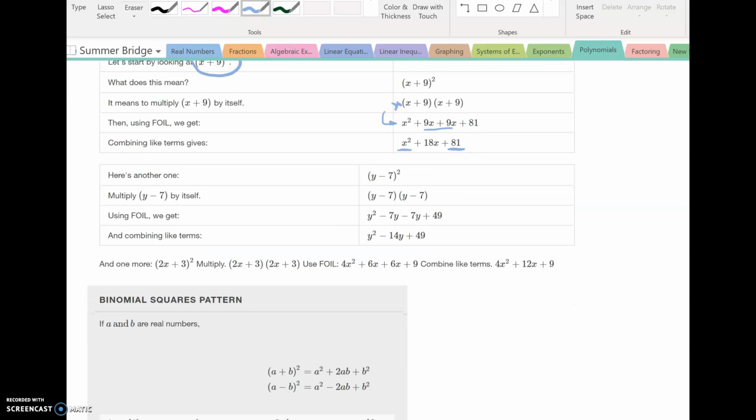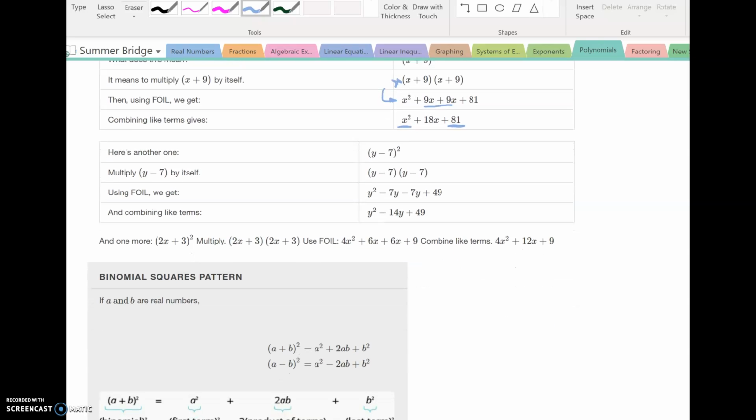Now let's see what happens when we have a negative instead. So here's another one where I have y minus 7 quantity squared. So it's the same thing as saying y minus 7 times y minus 7. And then we use the same FOIL process. Y times y is y squared. Y times negative 7 is negative 7y. Negative 7 times y is negative 7y. And then negative 7 times negative 7, because I multiplied two negatives together, is a positive 49.